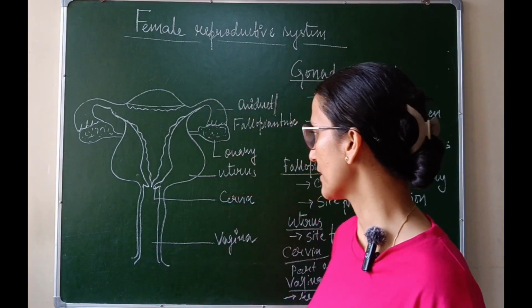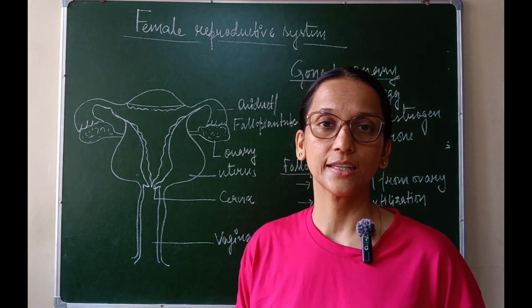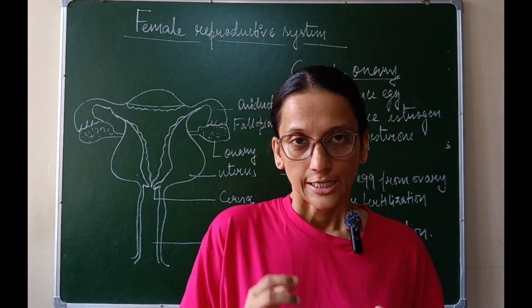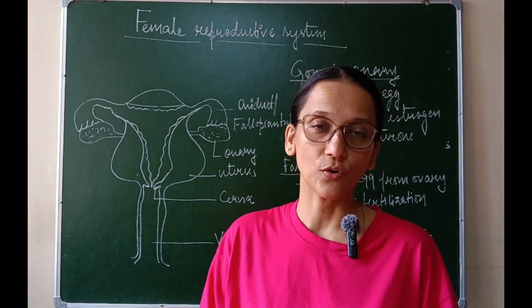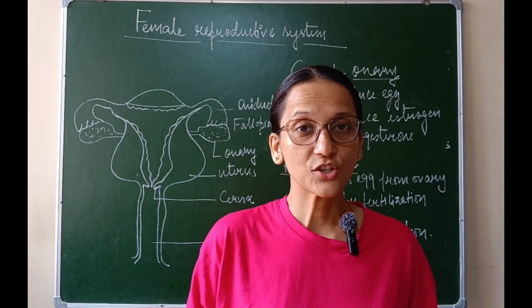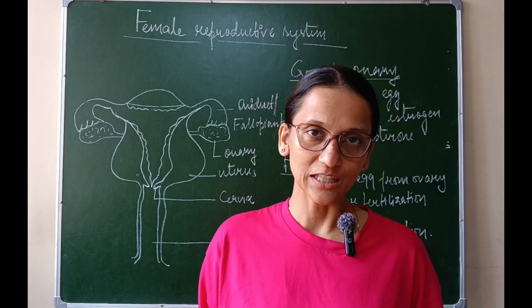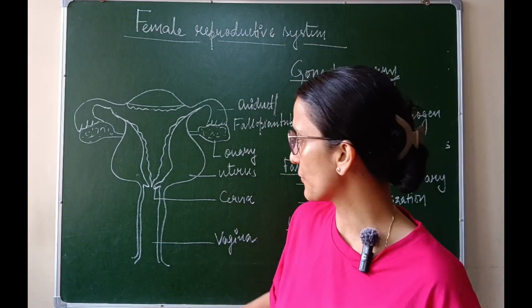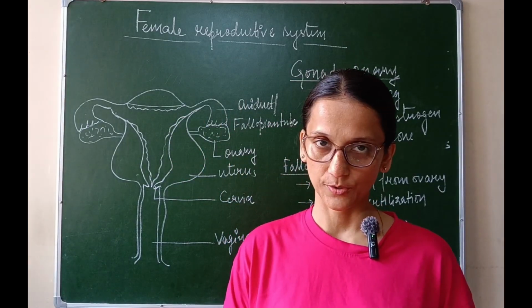We have to remember one more thing: the inner lining of the uterus is called the endometrium. This inner lining of the uterus is shed out of the female body every now and then, during the process of the menstrual cycle. We are going to study this in detail, but as of now we just have to remember that the inner lining of the uterus is known as the endometrium.